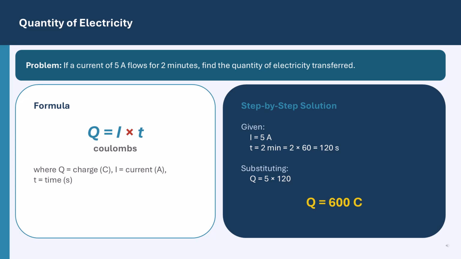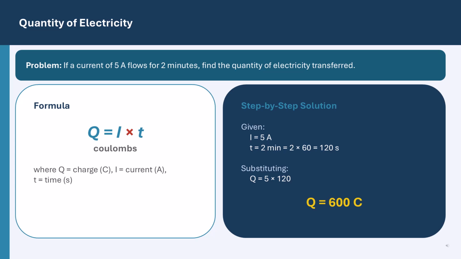Welcome to this practice session on quantities and units in electrical engineering. In this first worked example, we examine the concept of quantity of electricity, also referred to as electric charge, and apply the fundamental relationship between charge, current, and time.